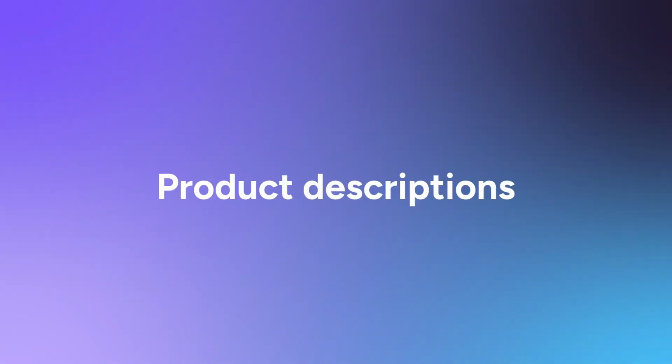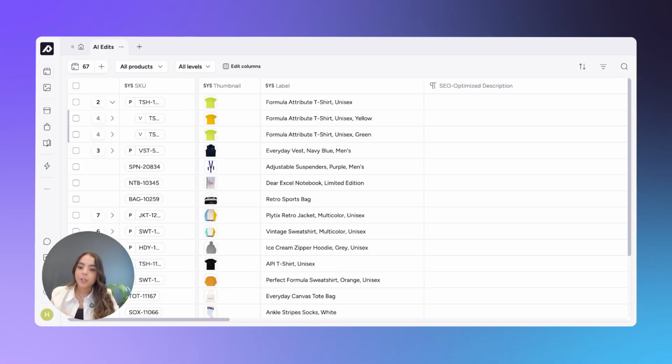Let's start with product descriptions. A good product description should help customers understand what the product is, what makes it useful, and why it's the right fit for them. But you don't need to write those descriptions from scratch. You can use AI to turn your existing fields into a description that's optimized for searches.